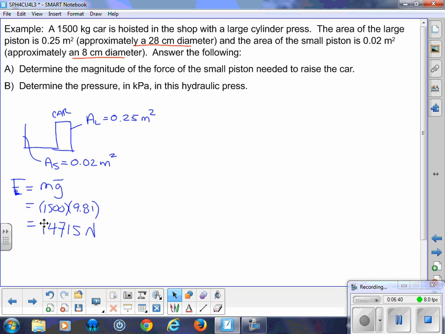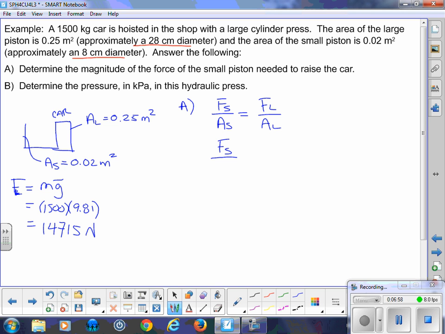So A part, answering that question, determine the magnitude of force of the small piston needed to raise the car. So we want to know how much force we have to put into the system to lift our car. So we have all the information. We have three values. We know the area of the small piston. We know the force required on the large piston. And we know the area of that large piston. So now it's just a matter of calculations. Again, just reviewing math skills.